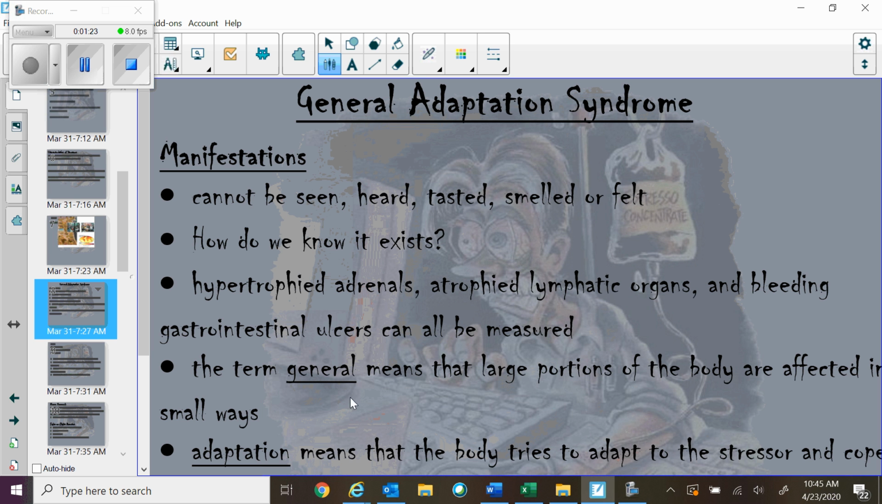So this term general, large portions of the body affected in small ways. If you have a broken bone, it's right there in one spot. If you have a laceration, right there in one spot. The pain is local. This is general, we can feel stress across our entire body.